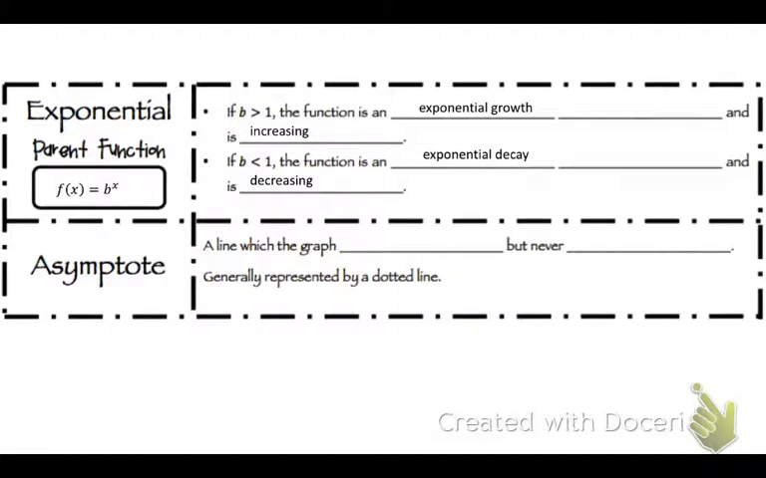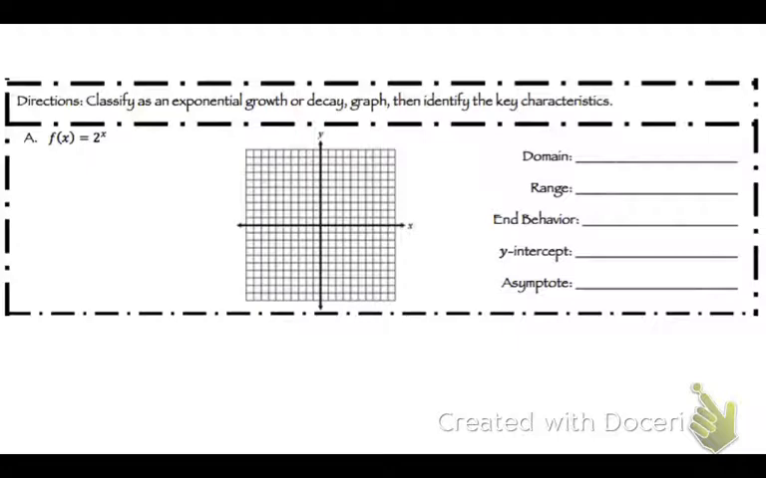Okay, and we've talked about asymptotes before, but an asymptote is a line which the graph gets close to but never crosses, generally represented by a dotted line. Okay, let's just get into this.